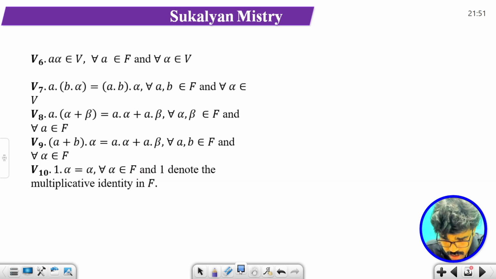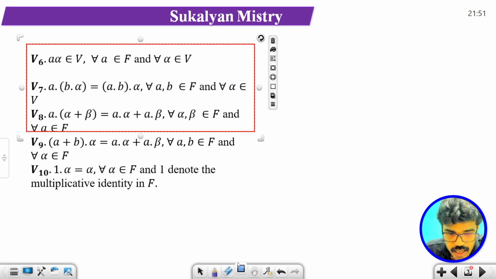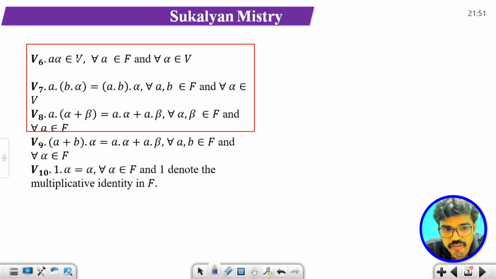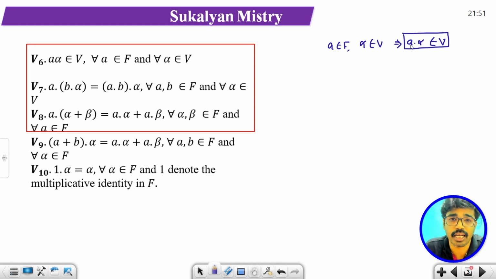Okay, now these five properties with respect to multiplication. That is very important. a alpha belongs to V. দেখো আমি field থেকে একটা element consider করছি, আর non-empty set V থেকে একটা element consider করছি. Then a dot alpha belongs to V. We consider an element from the field and an element from the non-empty set V. So a dot alpha belongs to V, that is scalar multiplication.